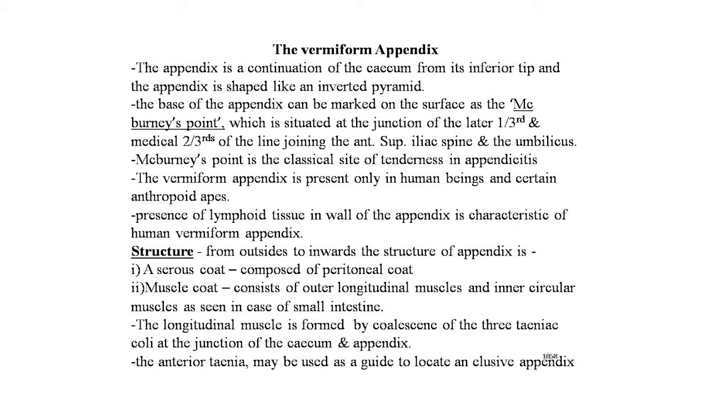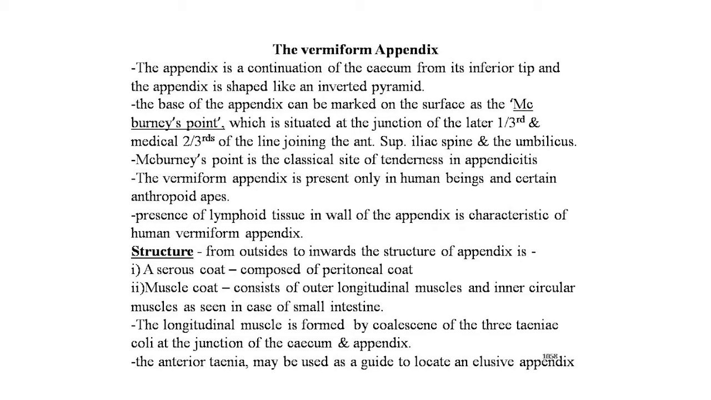As the appendix varies considerably in length, the relation of the base of the appendix to the cecum is essentially constant. The base of the appendix can be marked on the surface as McBurney's point, which is situated at the junction of the lateral one-third and the medial two-thirds of the line joining the anterior superior iliac spine and the umbilicus. McBurney's point is the classical site of tenderness in appendicitis. The vermiform appendix is present only in human beings and certain anthropoid apes. Presence of lymphoid tissue in the wall of the appendix is characteristic of the human vermiform appendix.